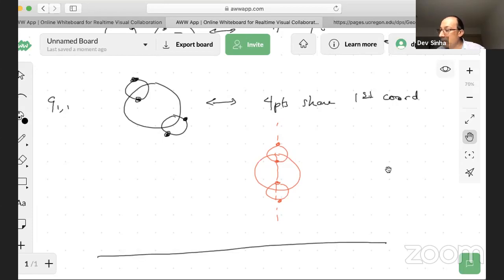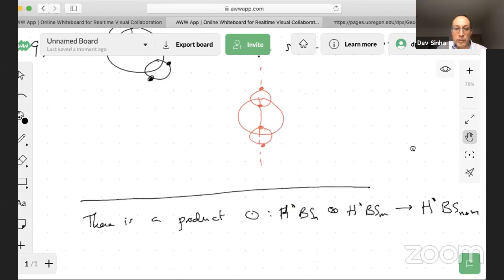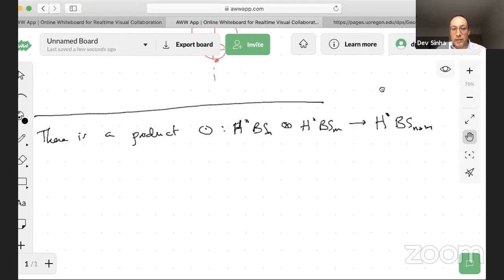So there is a product from the cohomology of BSN and the cohomology of BSM, which produces a cohomology class. And again, I'm thinking of a condition on n endpoints and a condition on m endpoints, making a condition on n plus m endpoints, sort of. I'll define it more rigorously for you next time.